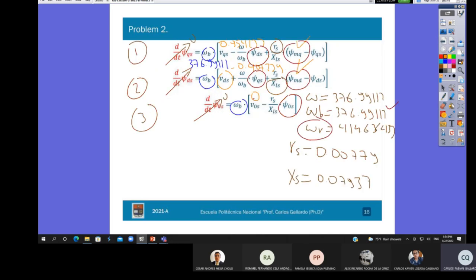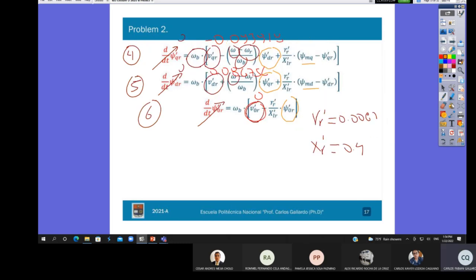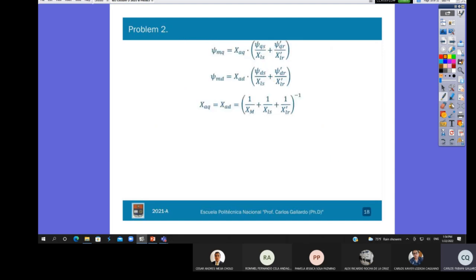Okay, so I have 8 unknowns. I have 6 equations. I have 8 unknowns, I have only 6 equations. Therefore, what is missing is 2 equations. So the 7th equation, and this is the 8th equation.